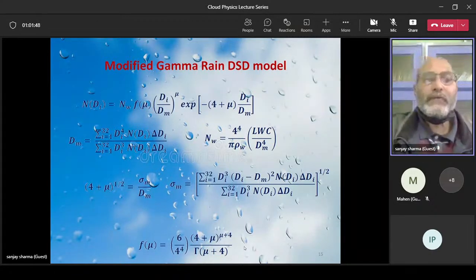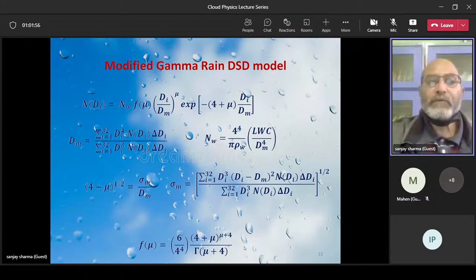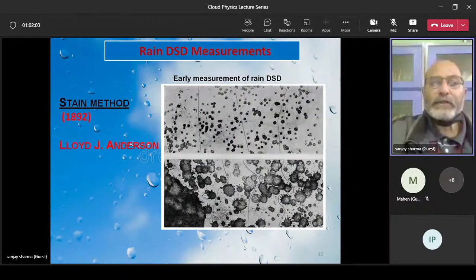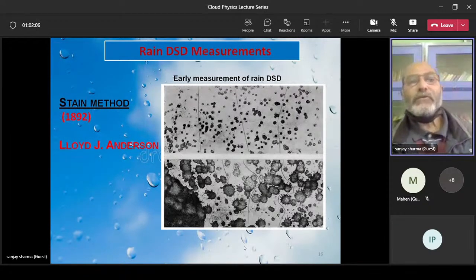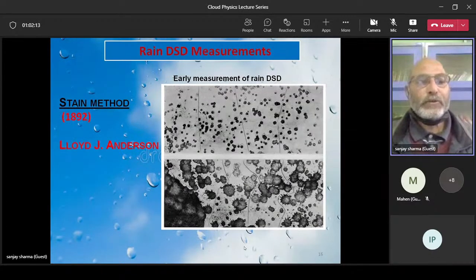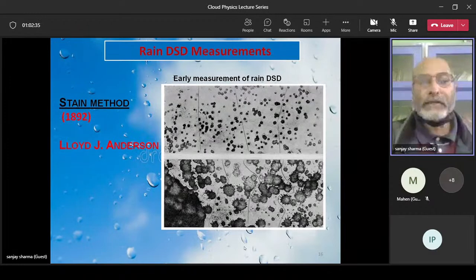So once we are familiar with the rain integral parameters, of different moments of rain DSD and its model, then we will come to the measurement here. As far as measurement of rain DSD is concerned, it has a long history. It started in 1892 by Lloyd J. Anderson, by the stain method. On a paper, it was allowed to fall in the open rain, and then immediately it was brought in, and from there it was calculated. So we can see it is long back in 1892 that people started taking the measurement of rain DSD.